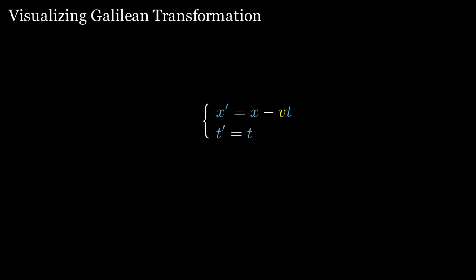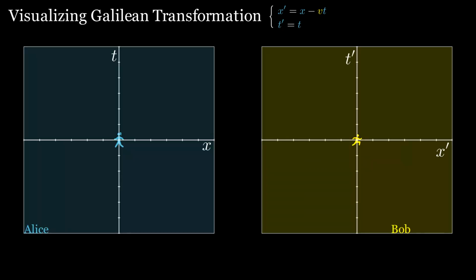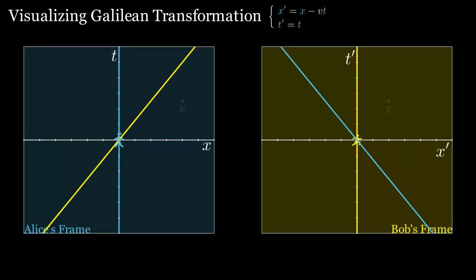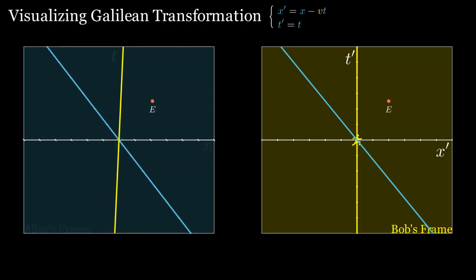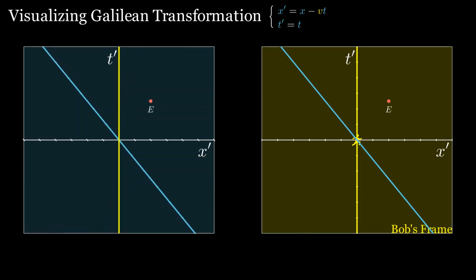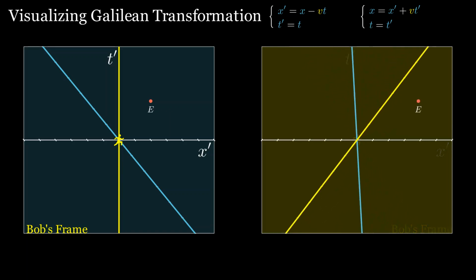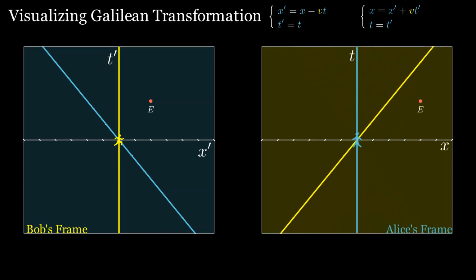Let's return to the world of Alice and Bob and demonstrate the Galilean transformation. Apply the Galilean transformation to events and world lines in Alice's frame of reference. Bob's world line transforms into the time axis, while Alice's world line becomes a slanted line. The spacetime coordinates of event E also change accordingly. Alice's frame of reference becomes Bob's frame of reference. We can similarly use the Galilean transformation to convert Bob's frame of reference into Alice's frame of reference.